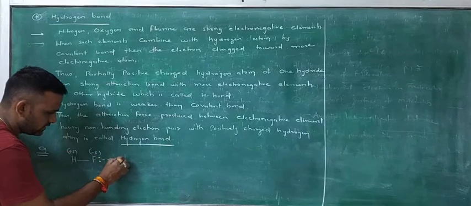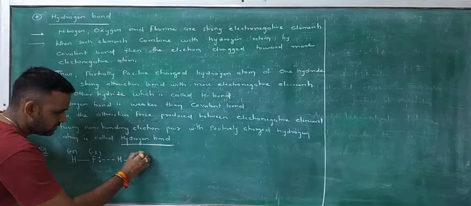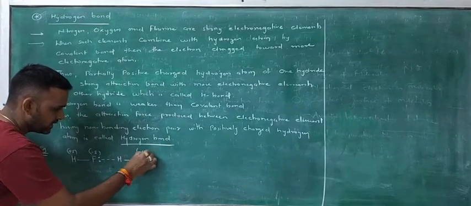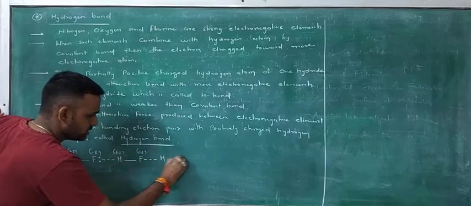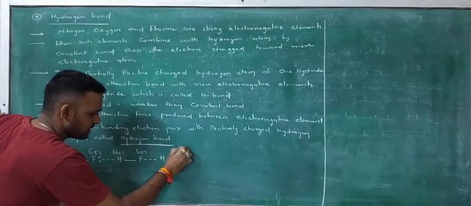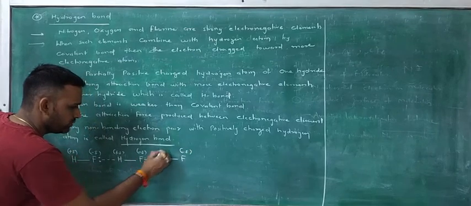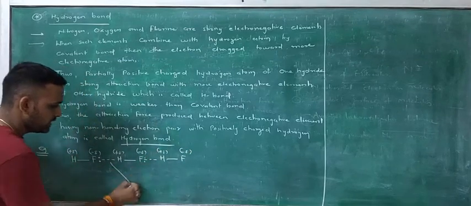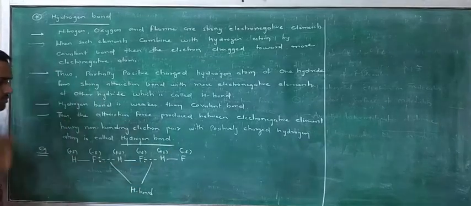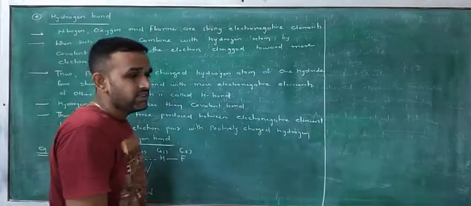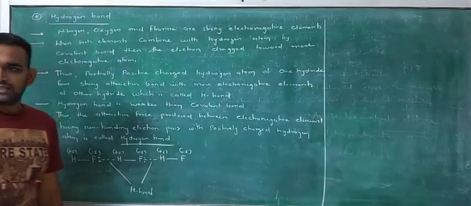So between this, here also H-F. Here carries a partial negative, this carries a partial positive. Same way here also H-F, this carries a partial negative. Here the non-bonding electron pair carries a partial positive, and here the bond we can say is a hydrogen bond. Is it clear?